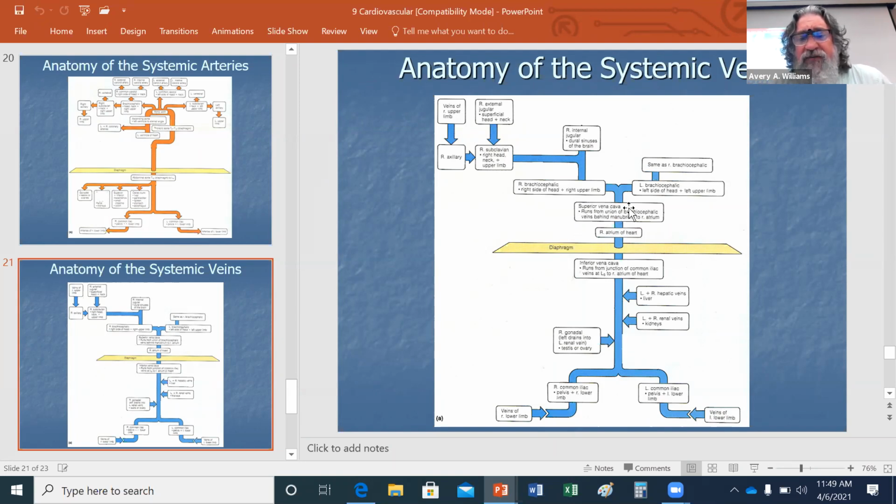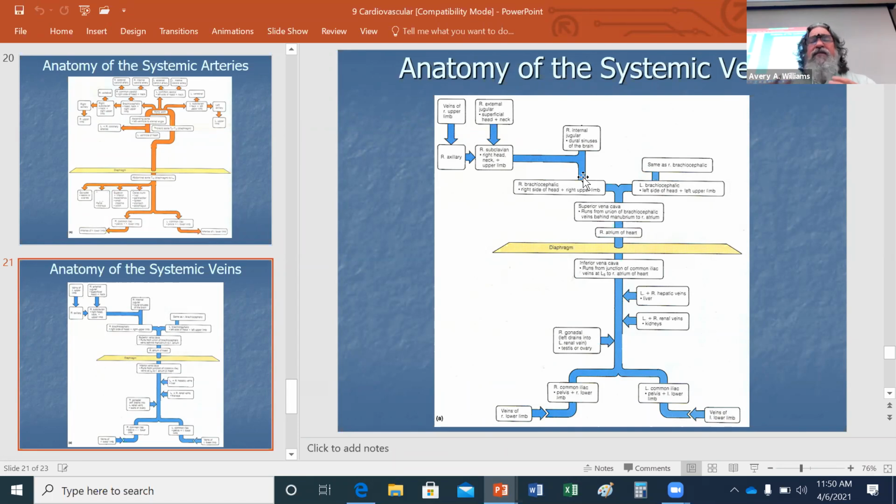Now look at this. The superior vena cava, this one, is formed from the union of the right brachiocephalic vein and the left brachiocephalic vein. So these two veins, this one and this one, come together to form this one. And in turn, the brachiocephalic veins are formed from the union of the internal jugular veins and the subclavian veins. So the right subclavian vein comes together with the right internal jugular. These two together form the right brachiocephalic. See how that works?